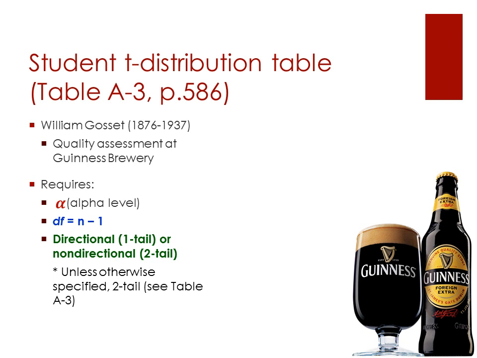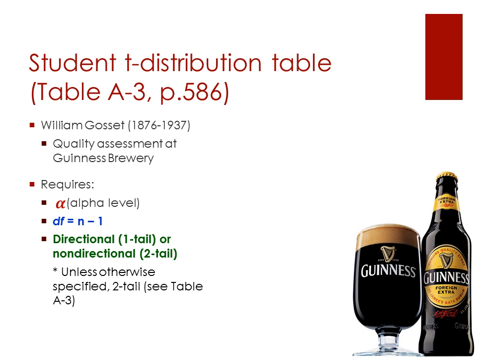Okay, next up, we're going to be looking at the student t distribution table itself. And in order to do this, we need to notice that when you're looking at your student t distribution table on page 586, it's a directional test. So we have either a one tail or a two tail.